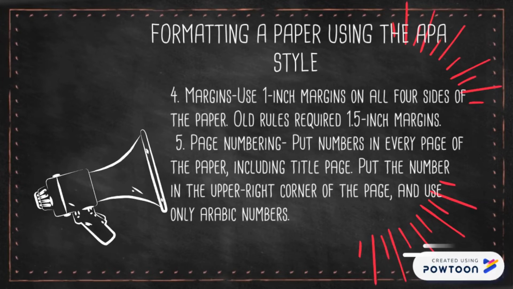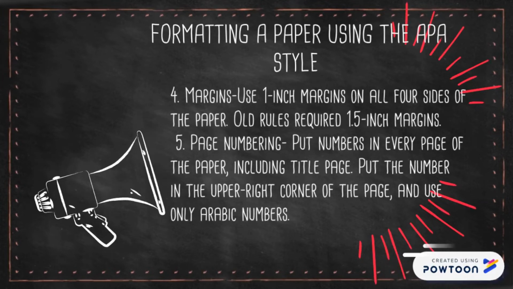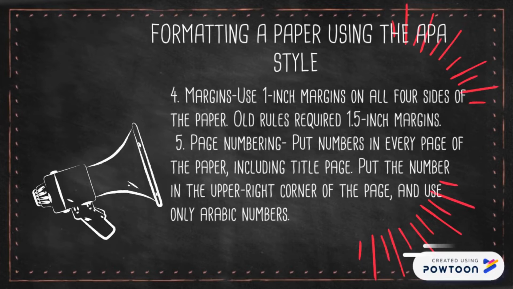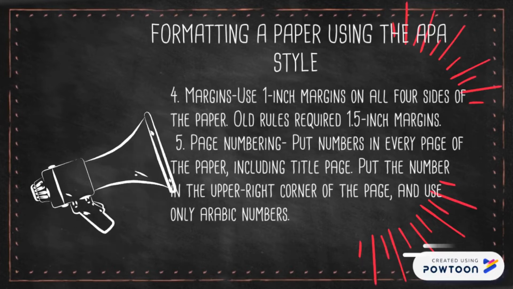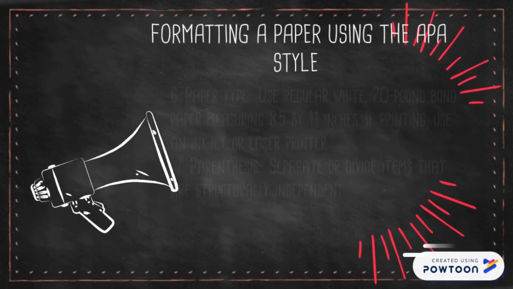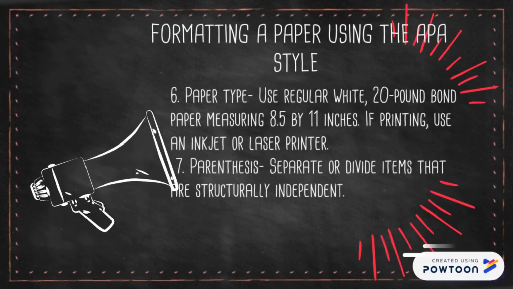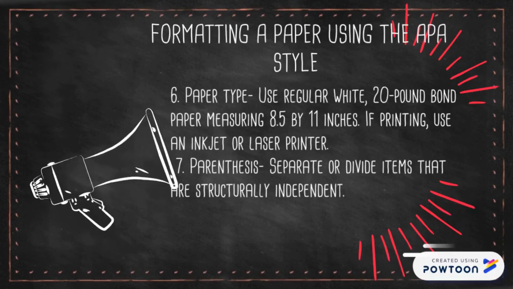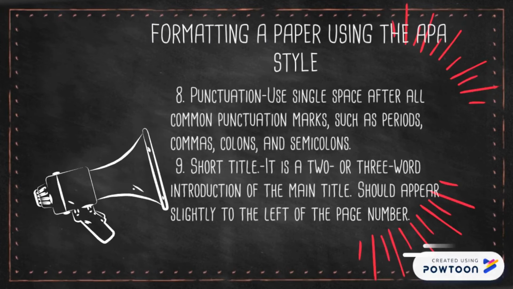Number 5. Page numbering. Put numbers on every page in the paper, including the title page. Put the number in the upper right corner of the page, and use only Arabic numbers. Number 6. Paper type. Use regular white 20-pound bond paper that has measurements of 8.5 by 11 inches. If printing from a computer, use an inkjet or a laser printer. Number 7. Parentheses. Separate or divide items that are structurally independent. Number 8. Punctuation. Use a single space after all common punctuation marks such as periods, commas, colons, and semicolons.